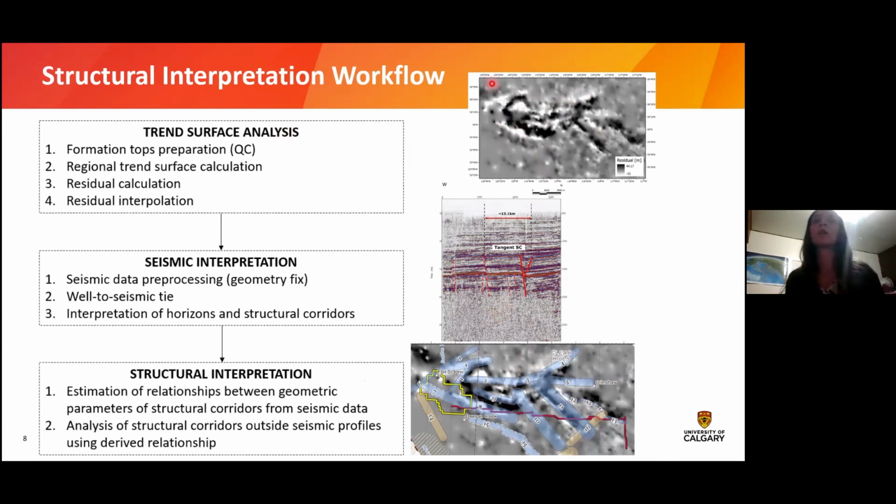And the next step, after we had those residual maps, we performed this seismic interpretation to identify the structural features or the groups of faults that are within the area of the study. So I'm just showing here one example of the seismic line that we used. And the final step was just to put it all together and perform the structural interpretation, which is the combination of this trend surface analysis and seismic interpretation, which gives an overview on the more regional image of the structures in that area.